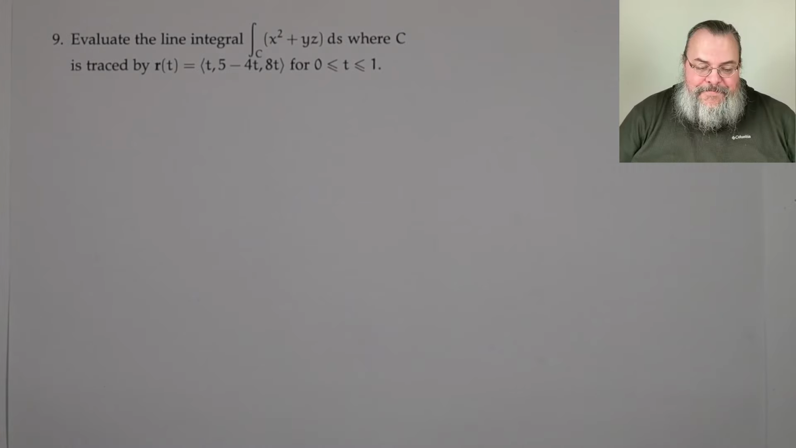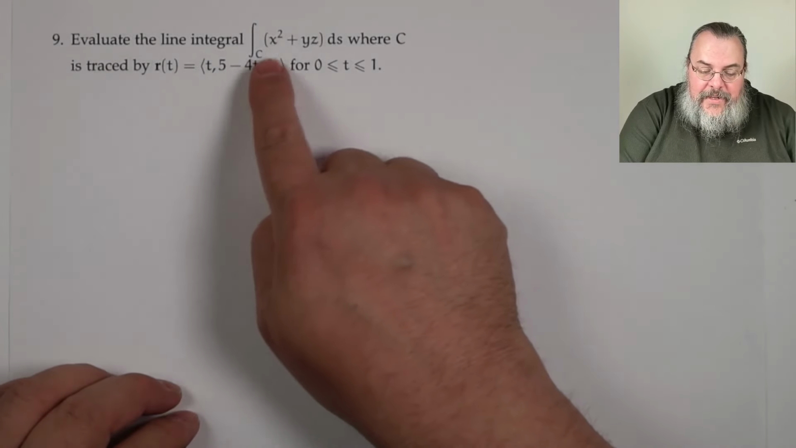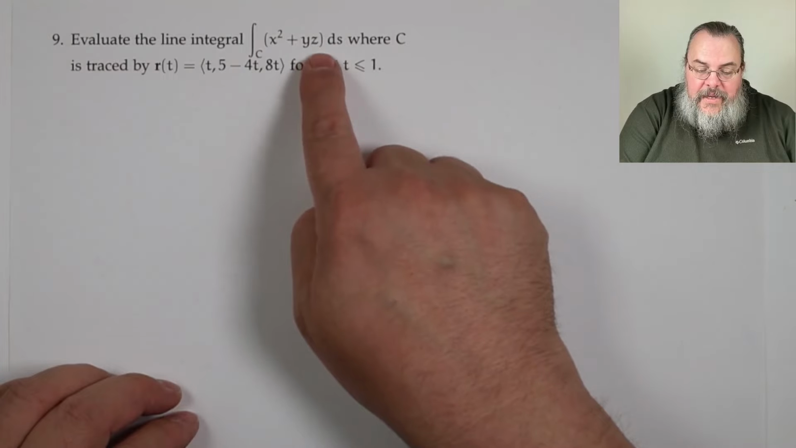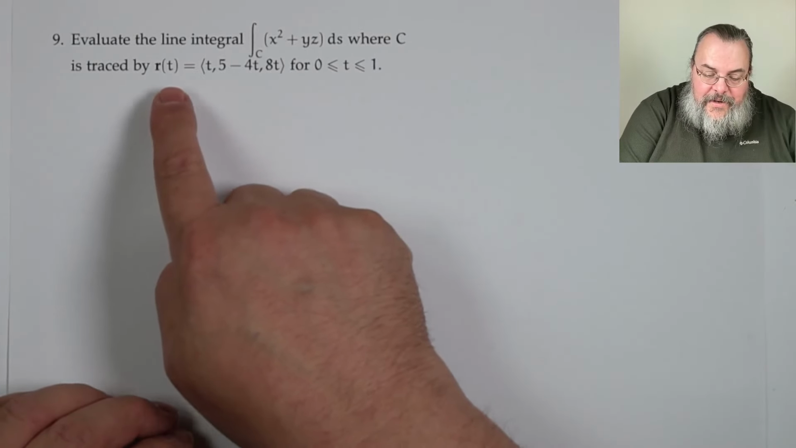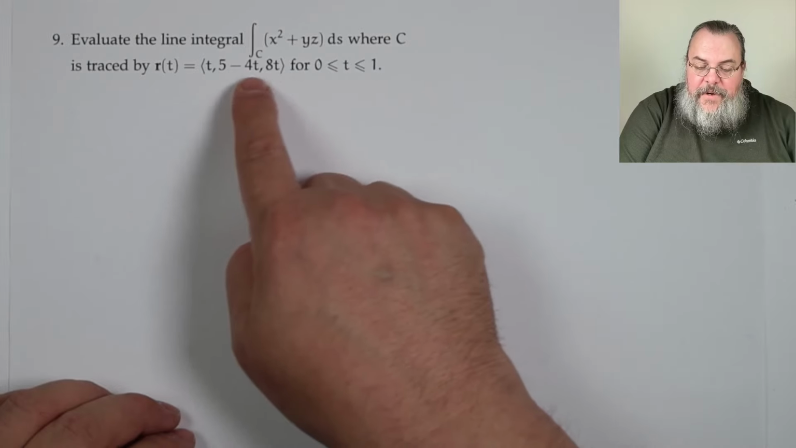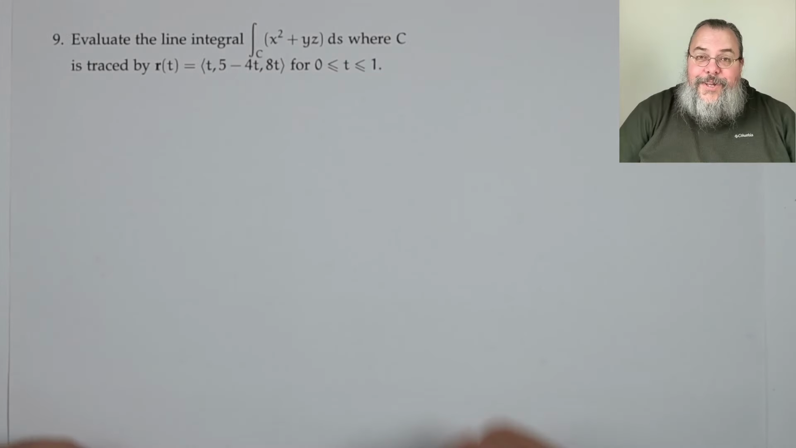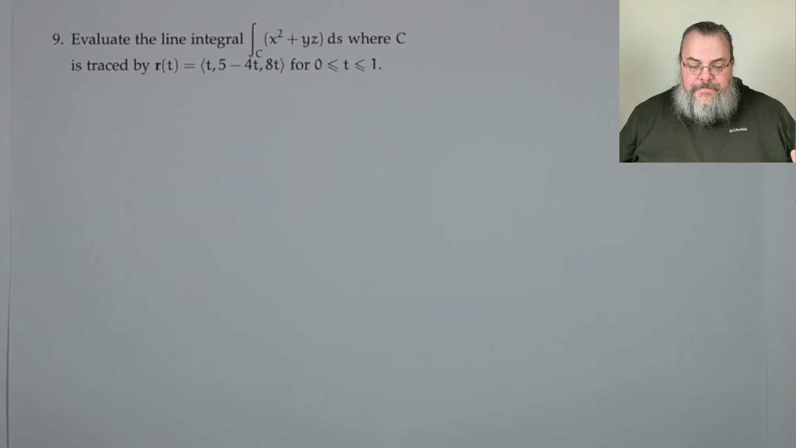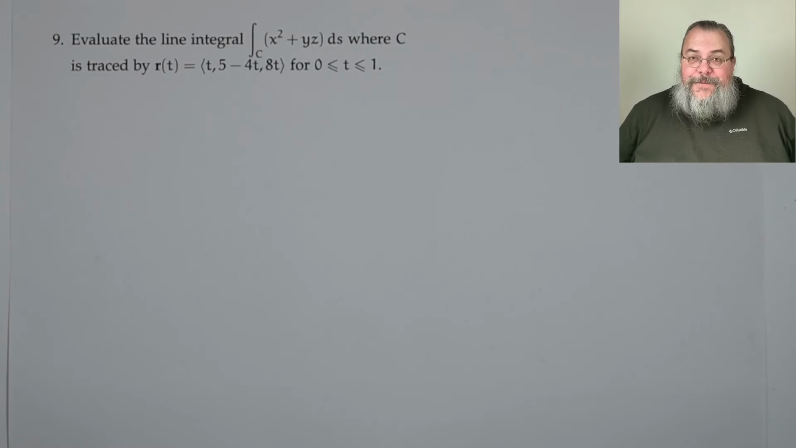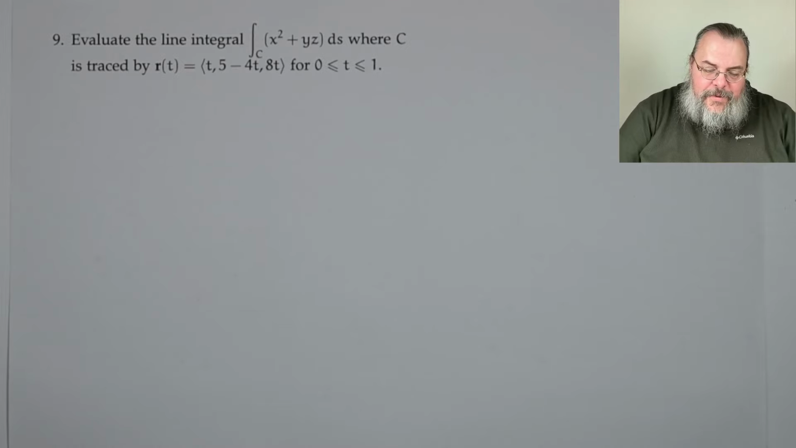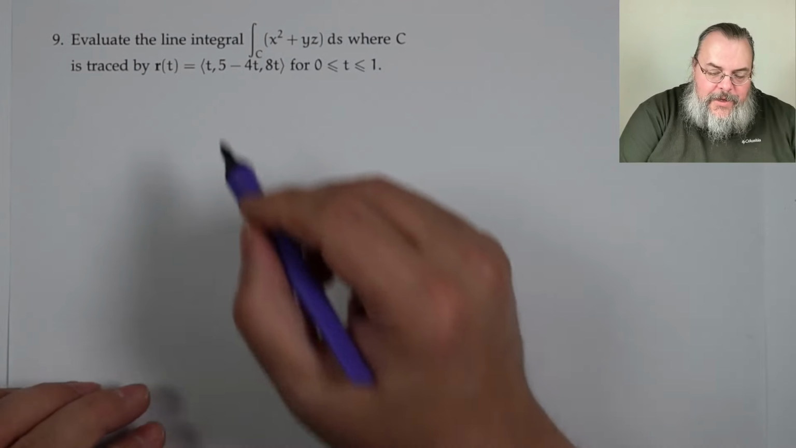Number 9. Evaluate the line integral. It's a line integral of x squared plus yz ds, where C is traced by r of t equals t, 5 minus 4t, 8t, and t goes from 0 to 1. All right, simple strategy. We're going to put everything in terms of t. This feels like ones we've already done, so hopefully we'll get really good at it.